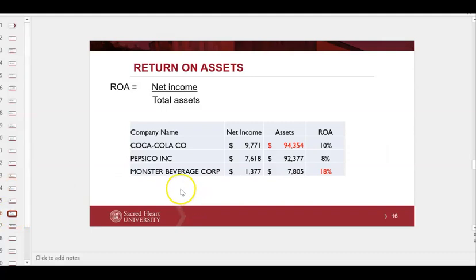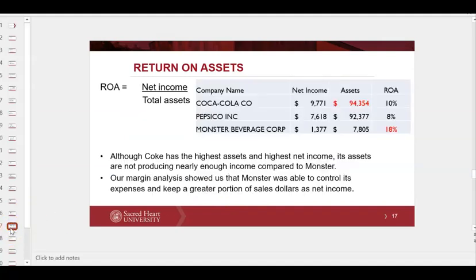Here we see ROAs for our three companies. While Coca-Cola has the greatest investment in assets, so we want to see the highest net income generated from this high amount of assets, we actually see the highest ROA from the company that has the lowest amount of assets. So we would say Monster is using its assets most efficiently to generate income. Although Coke has the highest assets and highest net income, its assets are not producing nearly enough income compared to Monster. And our margin analysis shows us that Monster was able to control its expenses and keep a greater portion of sales dollars as net income.